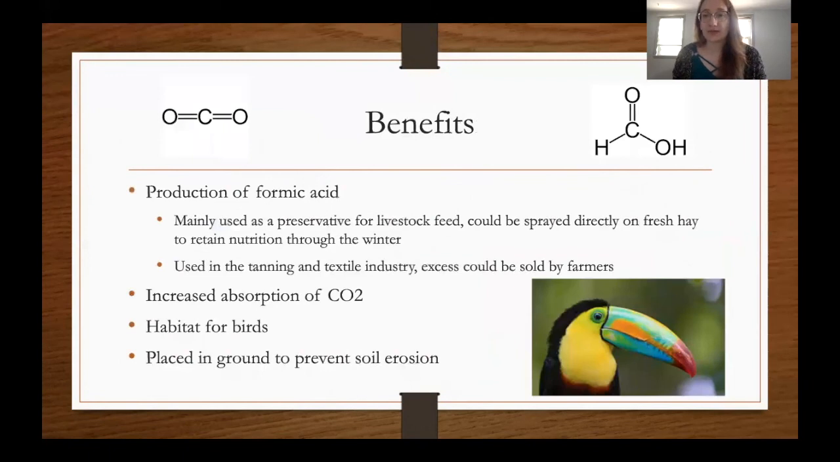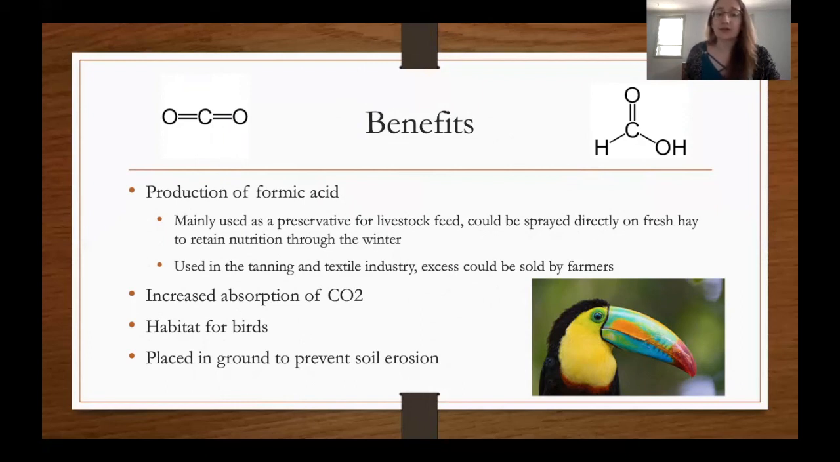So what are the benefits of this device? First and foremost, the production of formic acid. Formic acid is actually used as a livestock feed preservative. Farmers just spray it directly on fresh hay, and it's been proven to retain the nutrition for longer during the winter. So, if farmers can collect this formic acid, simply spray it on their crop, and then their cattle will remain healthier for longer through that winter when there's not as much growth.